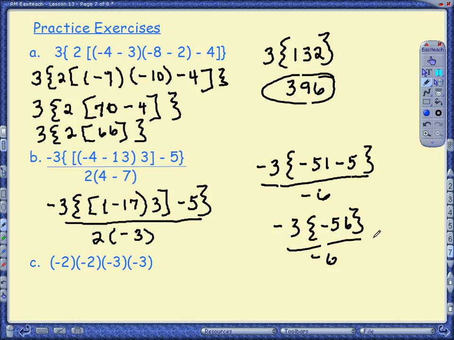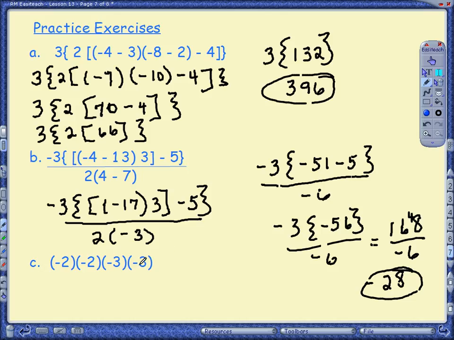It's going to be positive, this product, because we have 2 negatives. We're going to have -3 times -56. That's going to give us positive 168. Dividing that by -6, we get -2, carry a 4, and 8. And that's our final answer.